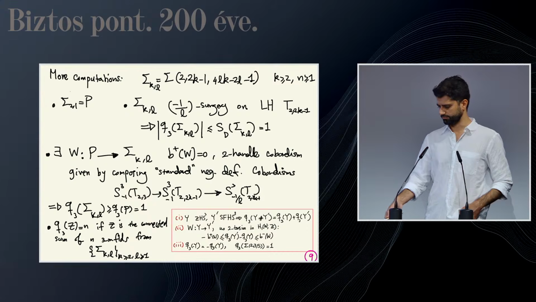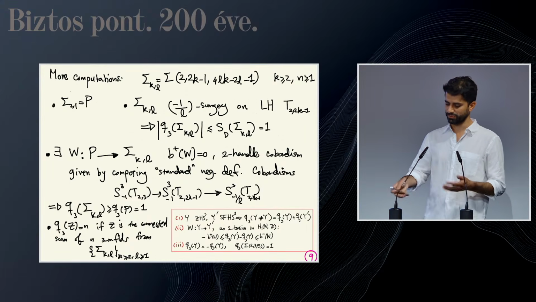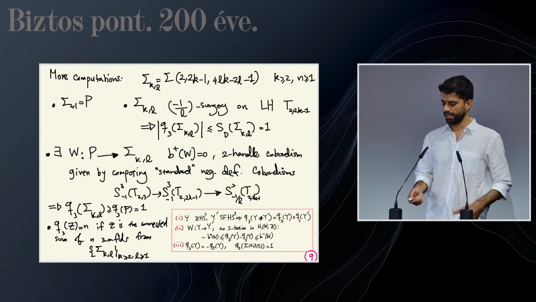So now using the connected sum part of the theorem, you would see that Q3 of the connected sum of n such 3-manifolds is also equal to n, and you can use that to get some lower bound on the dense surgery number.